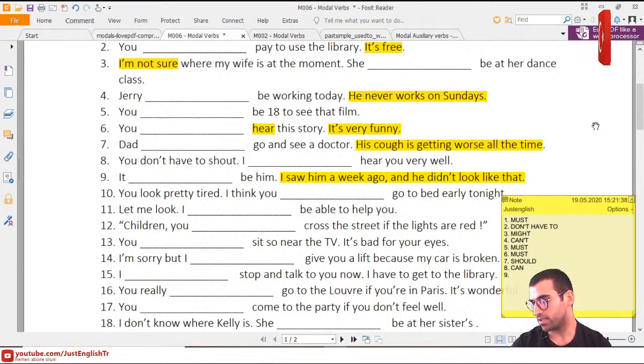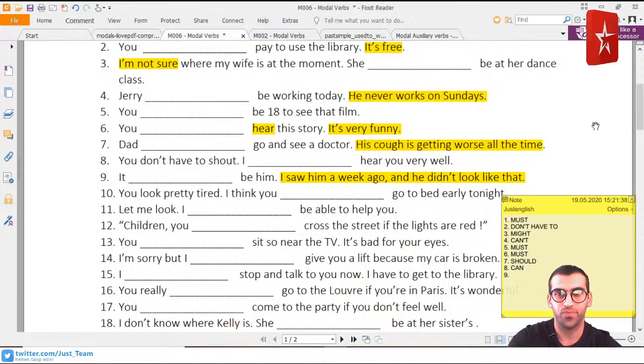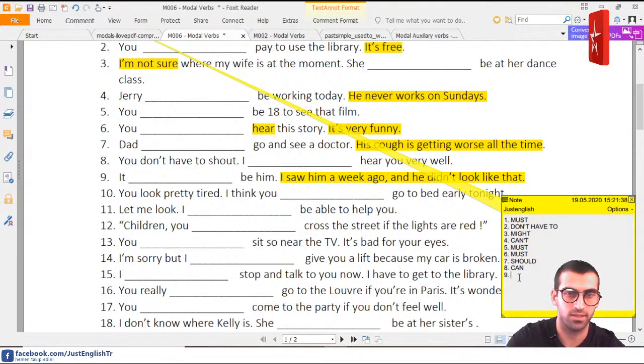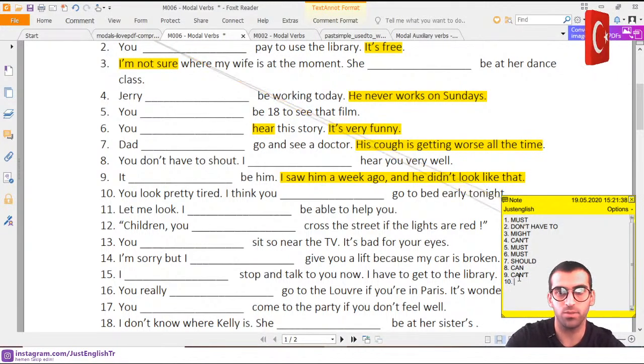The correct answer. So, cannot, they say can't. Yes, number 9 is can't. Yes, can't is a correct answer. It is true.